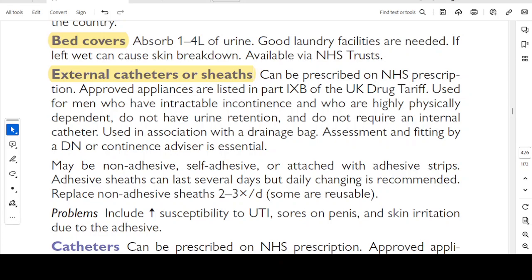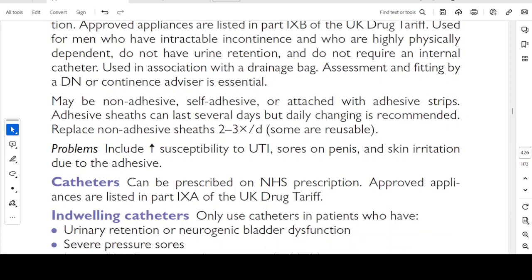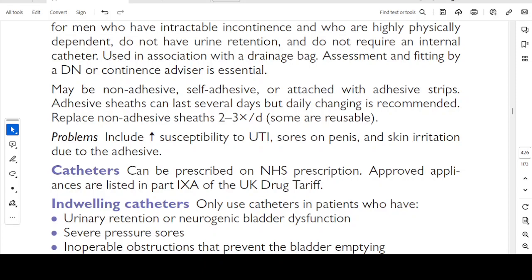Assessment and fitting by a district nurse or incontinence advisor is essential. They may be non-adhesive, self-adhesive, or attached via adhesive strips. Adhesive sheaths can last several days, but daily changing is recommended. Replace non-adhesive sheaths every 2 to 3 days. Some are reusable. Problems include increased susceptibility to UTI, sores on the penis, and skin irritation due to adhesive.